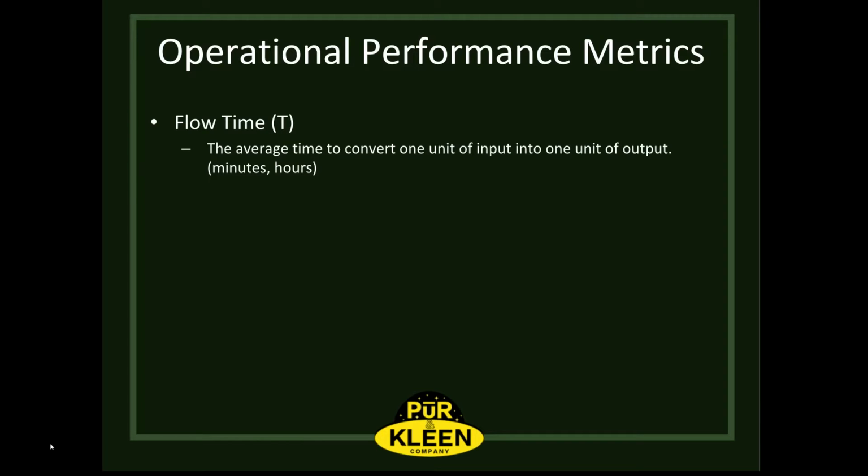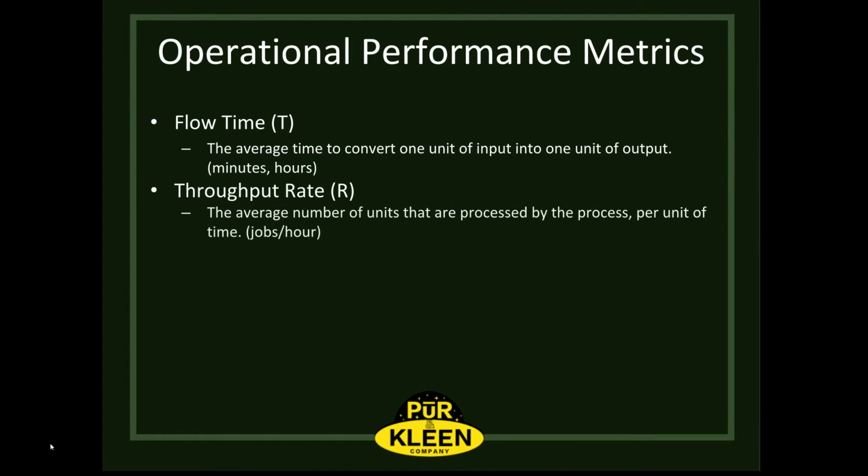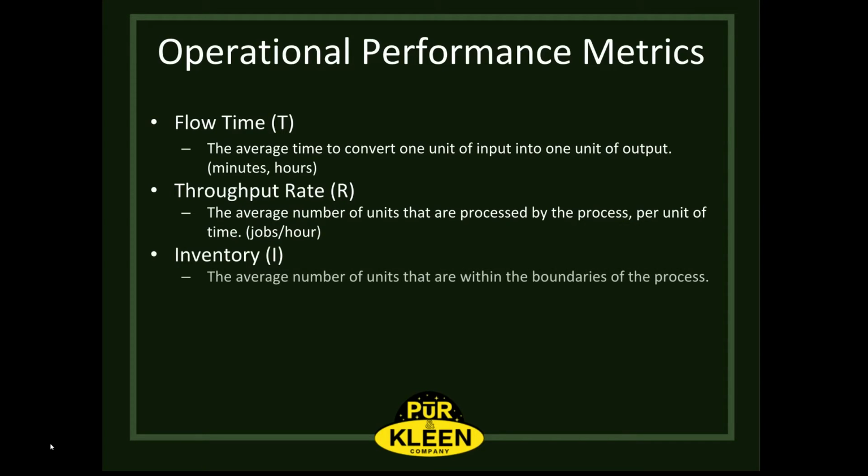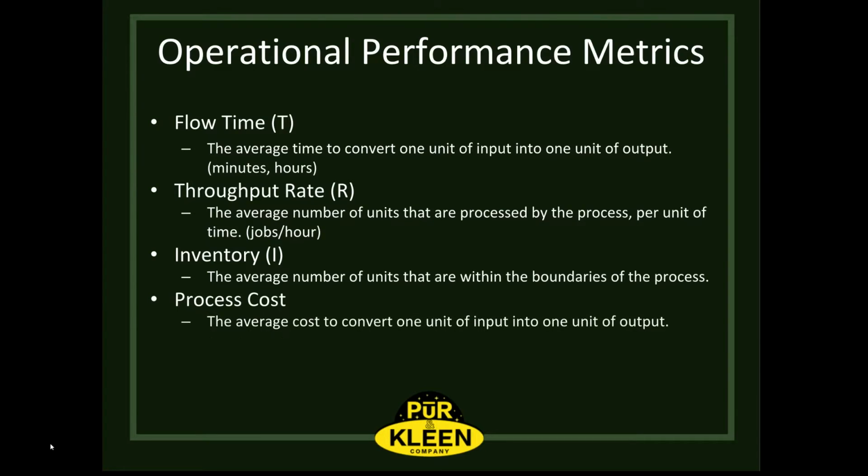Flow time, denoted by the uppercase T, is the average time to convert 1 unit of input into 1 unit of output. And this is usually measured in things like minutes, hours, days. Throughput rate, denoted by uppercase R, is the average number of units that are processed by the process per unit of time. So this is something like jobs per hour. Inventory, uppercase I, is the average number of units that are within the boundaries of the process. And process cost is the average cost to convert 1 unit of input into 1 unit of output.